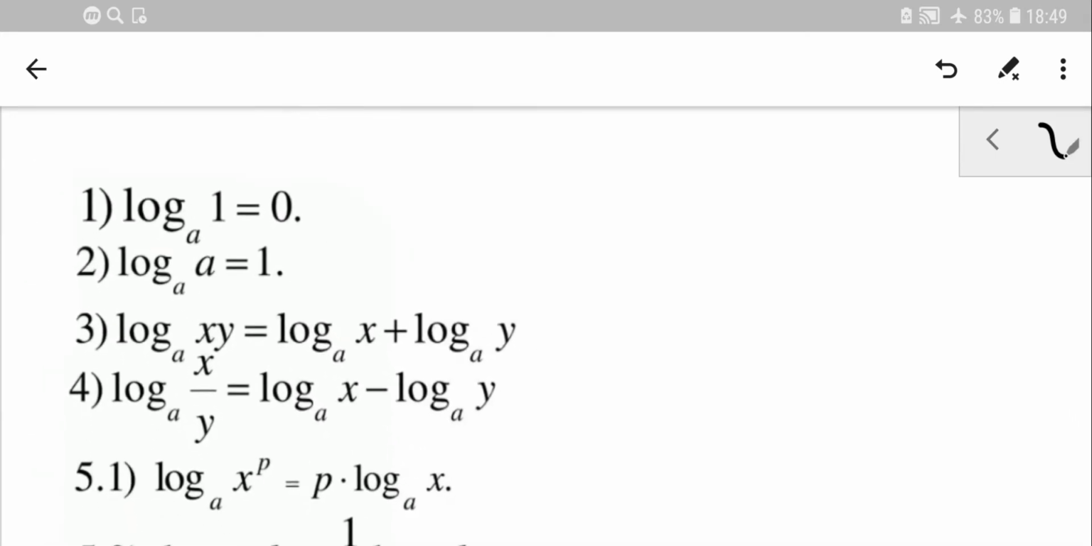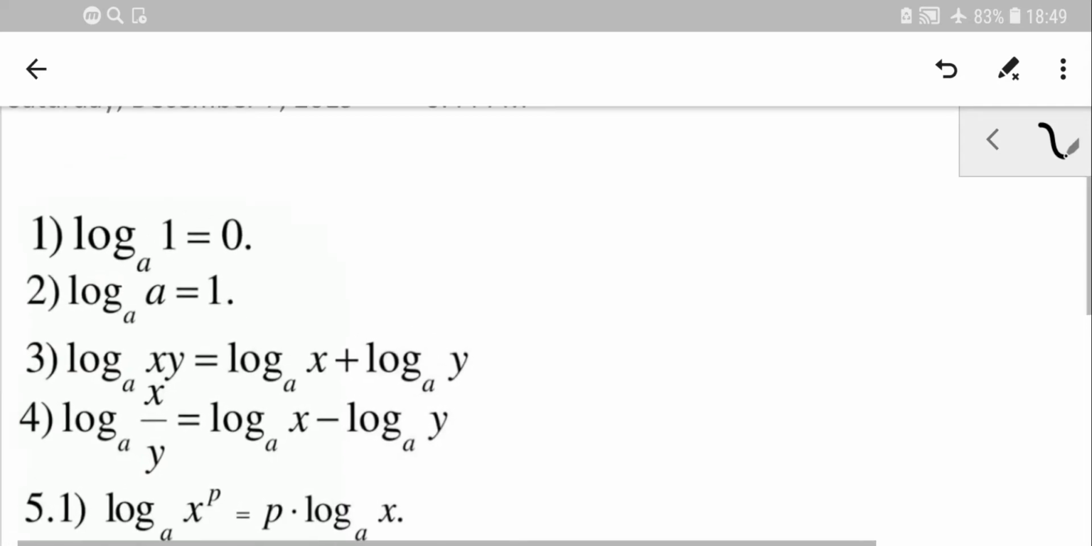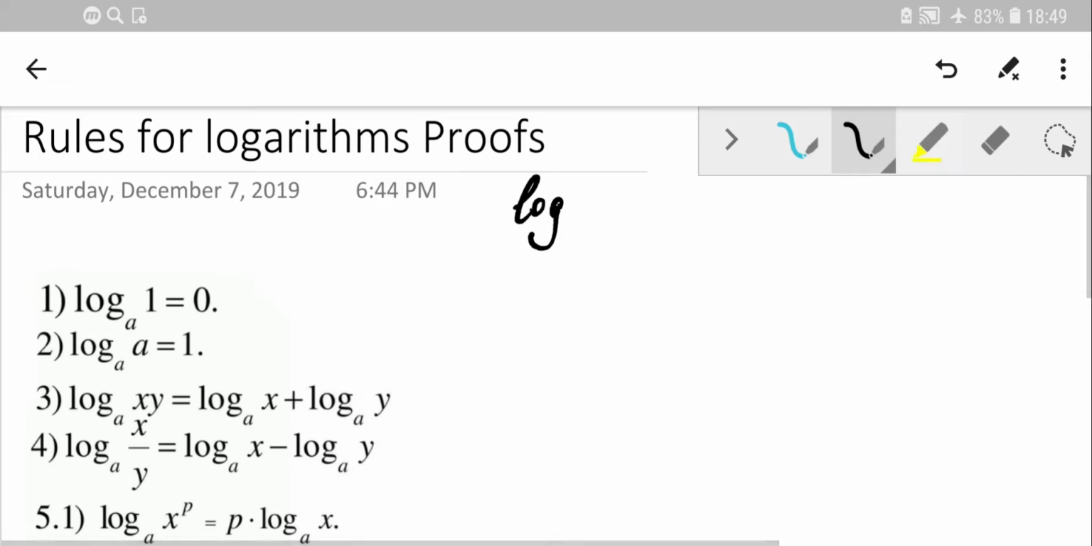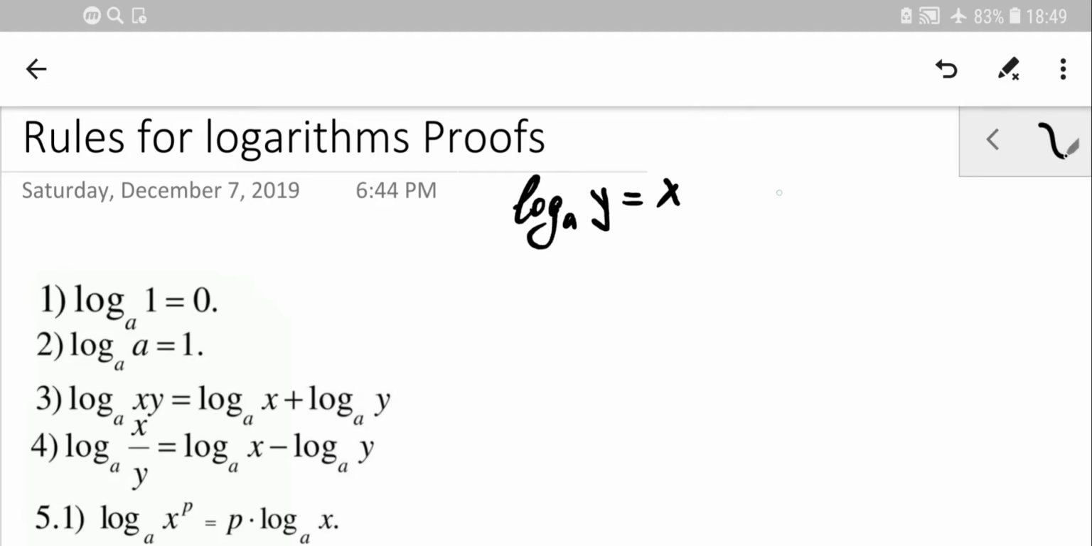Alright, so let's consider the first property, log a of 1. Before you start, make sure you remember that if we have log with the base a of y equals x, you can convert it into exponential form. That's necessary for these properties. And we start doing the first one.